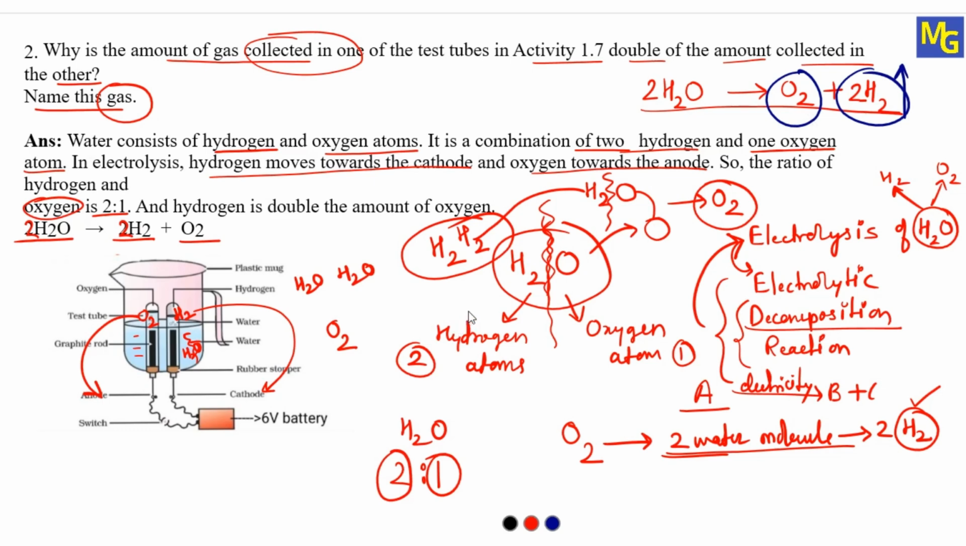I hope you will understand. And the second question you can see in the same one, that is name the gas. So what is the gas here? Which gas is double? Hydrogen gas is the double one compared to oxygen gas. I hope you will understand the explanation of this question.